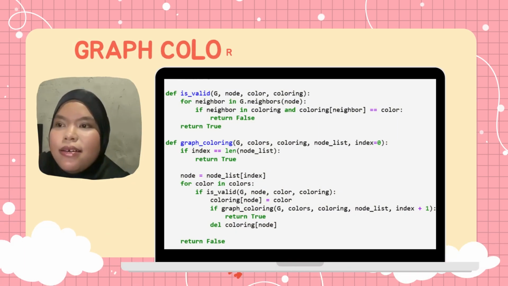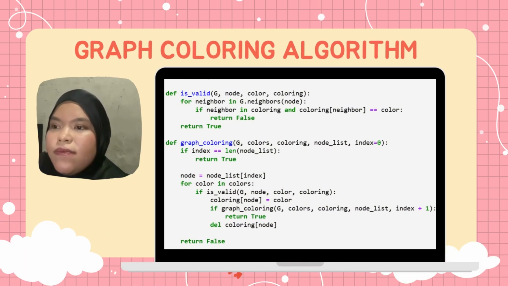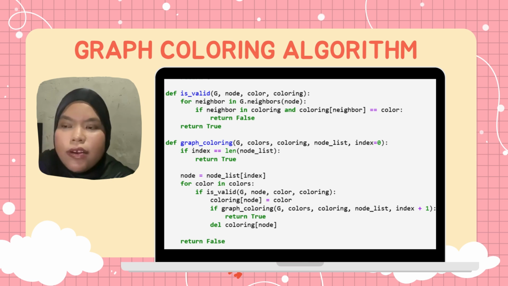Okay, next slide. We will define the isValid function. This function checks whether a given color can be assigned to a node without violating the Sudoku rules. So next is to define the graph coloring function. The function attempts to color the graph using a backtracking approach. This is the coding.